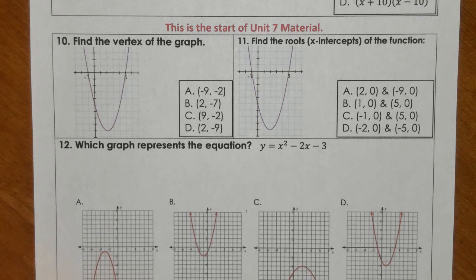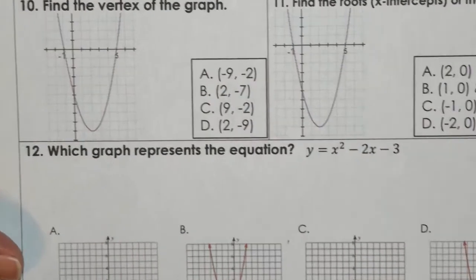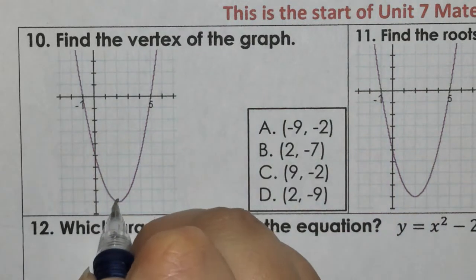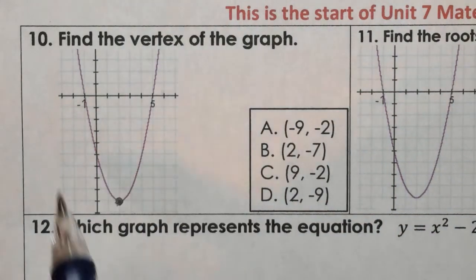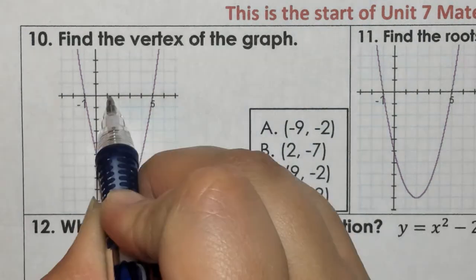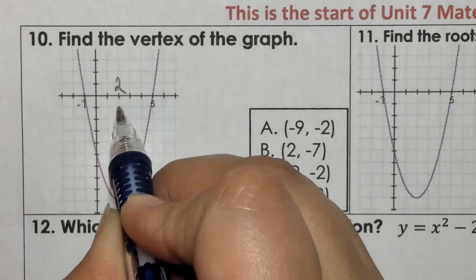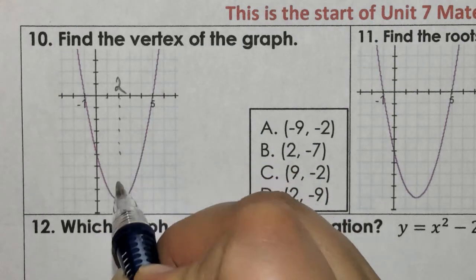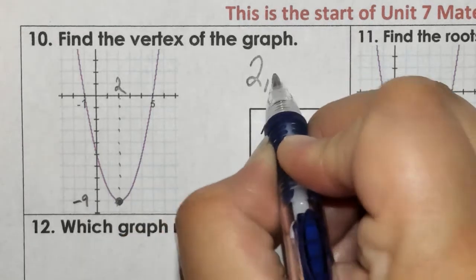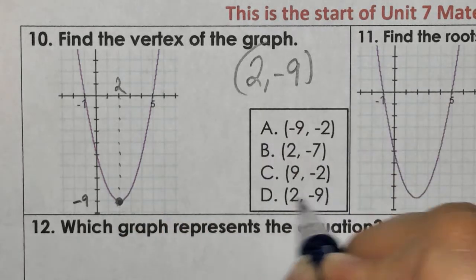For the Unit 7 material on the final exam review, this one says find the vertex of the graph. So when I look at the vertex, I'm looking for the highest or the lowest point of the graph. That would be right here. This graph is obviously not numbered a whole lot. There is a couple numbers, so we are going to have to count. So I go over 2, and I'm going to go down 1, 2, 3, 4, 5, 6, 7, 8, 9. So that would be a -9. So D.